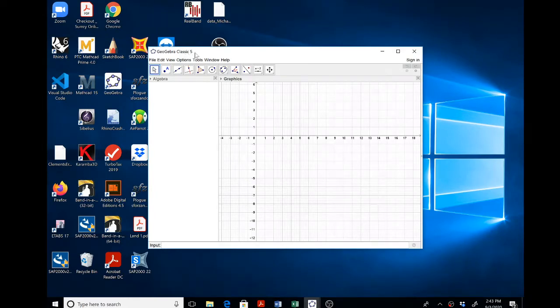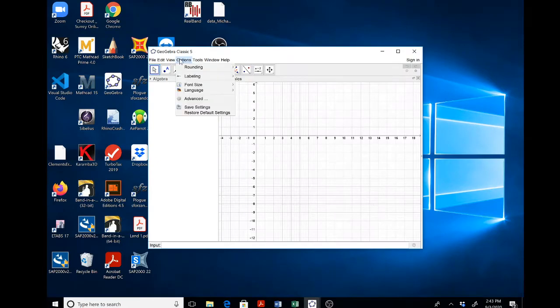I use Classic 5, which I highly recommend. I'm not an expert at all on the other versions. This one does get updated, and this one is perfect as far as I'm concerned, except for one or two little things that drive me bananas. When you open it up, you get an algebra window and a graphics window, or a geometry window and an algebra window, and that is the name, geometry and algebra.